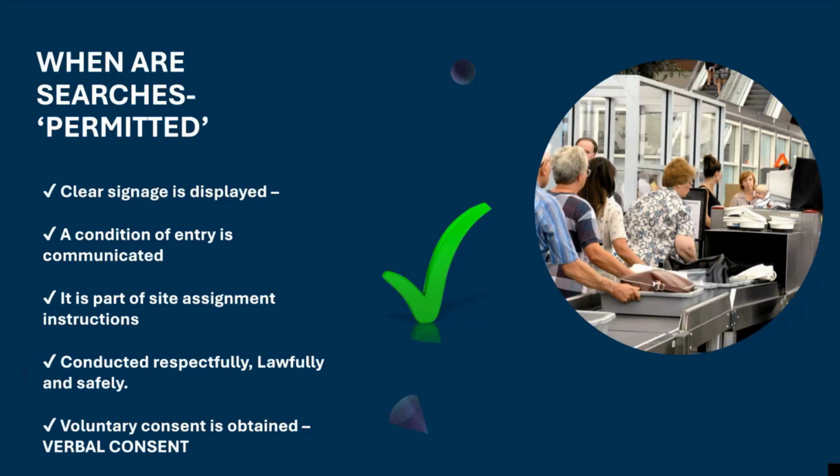Firstly, we're going to touch on when searches are permitted, when you're allowed to conduct a lawful, legal search. A search is permitted when a clear sign is displayed, a condition of entry is communicated to individuals upon entry to the establishment, it is part of your site assignment instructions, and it is conducted respectfully, lawfully, and safely. That means you have verbal consent voluntarily provided by the individual, or in writing.